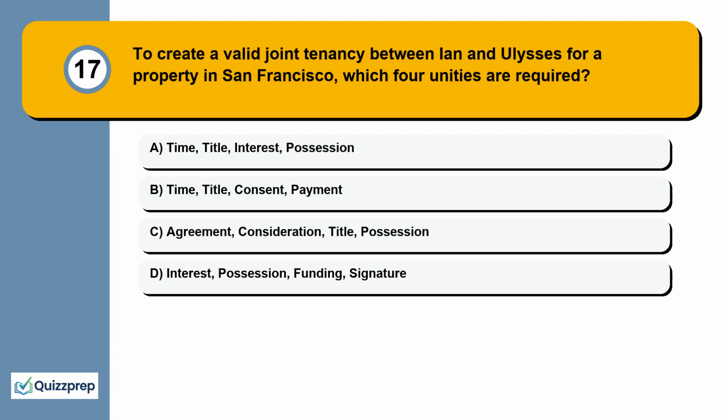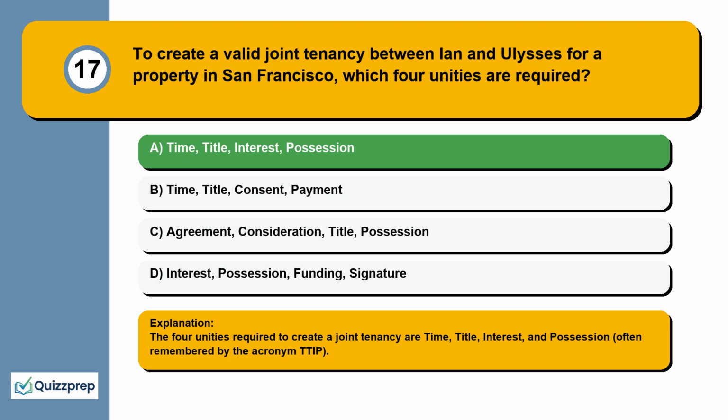Question 17. To create a valid joint tenancy between Ian and Ulysses for a property in San Francisco, which 4 unities are required? Time, title, interest, possession. Time, title, consent, payment. Agreement, consideration, title, possession. Interest, possession, funding, signature. The 4 unities required to create a joint tenancy are time, title, interest, and possession, often remembered by the acronym TTIP.